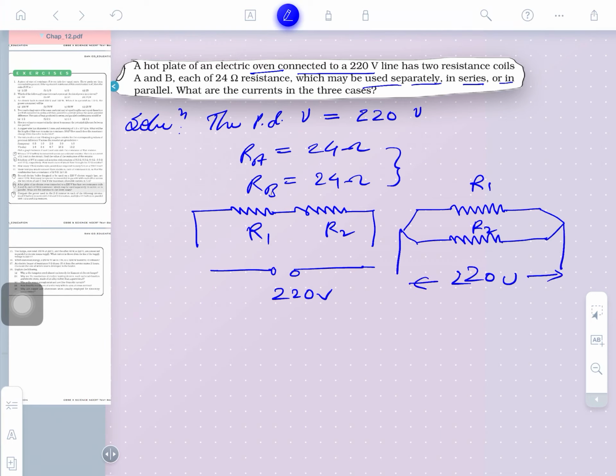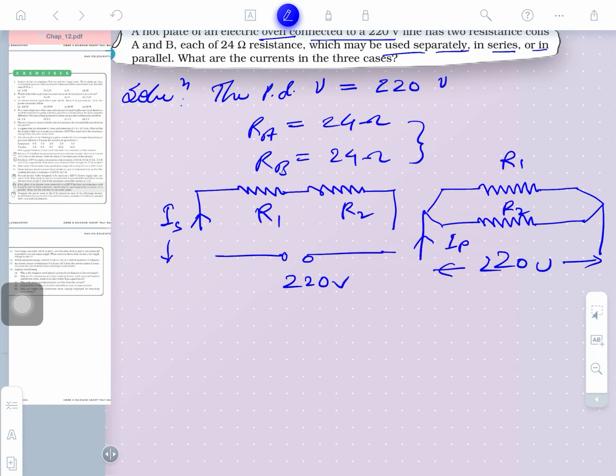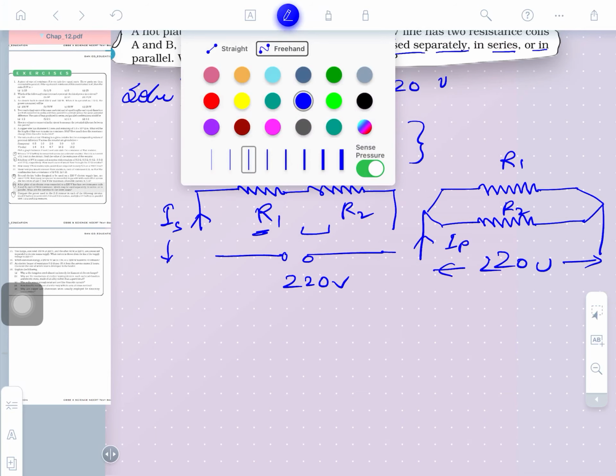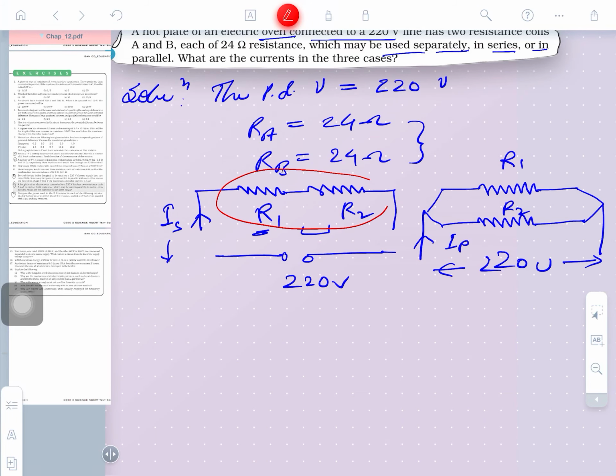So in both cases, what the question is asking is two resistance coils in series or parallel, what are the currents in these cases? You have to find the total current in the series case and the current in the parallel case. The current drawn in series is not due to a single resistance; their combination is drawing the current from the source. So for a combination we need to first find its equivalent resistance.